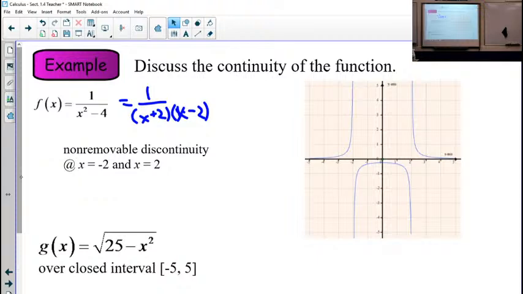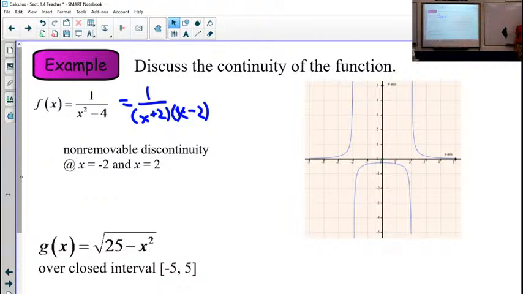Square root of 25 minus x squared. This is actually a graph that they like to ask questions about. They like to look at this type of graph of the square root of something minus x squared. So we're going to talk about what this graph looks like. But first, let's talk about negative 5 to positive 5. What is the problem with domain on this function?